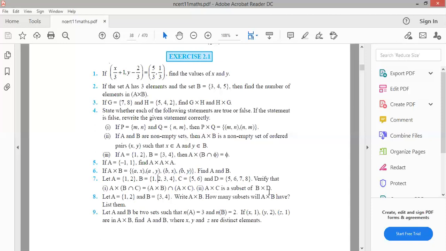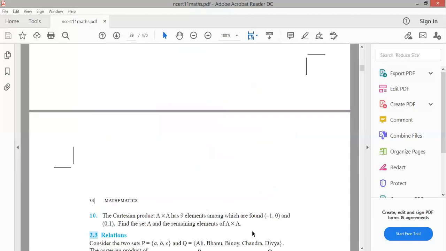You have to verify these. You may please do this exercise on your own. A is this, B is this, write A cross B. Very simple. And you can list all these elements. A and B are 2 sets such that N of A is equal to this, N of B is equal to this. You can find the elements.